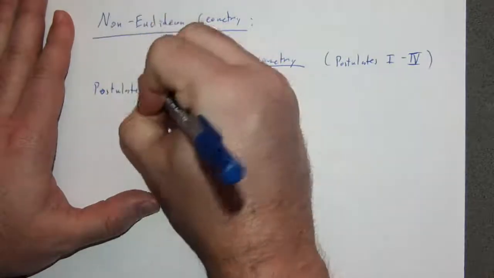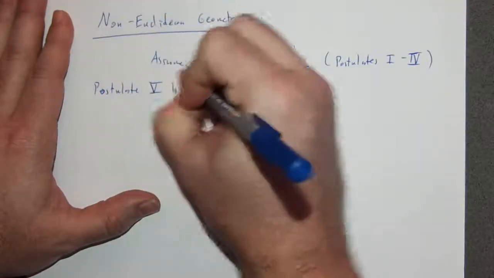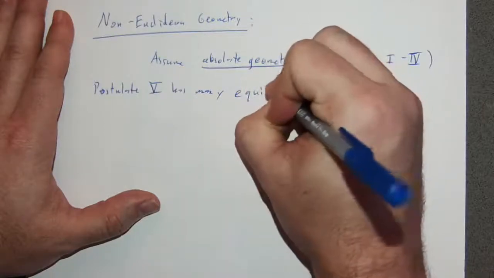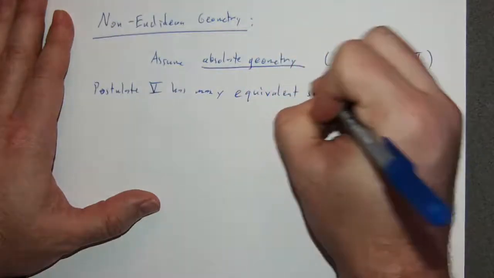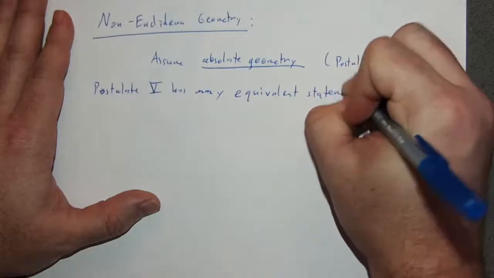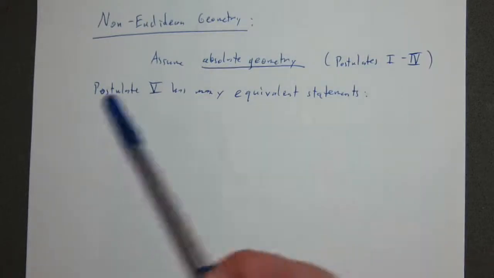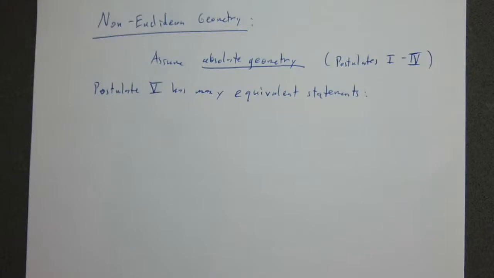So postulate 5 has many equivalent statements. This is not an exhaustive list of equivalent statements, but here's a few. These statements were arrived at by mathematicians attempting to prove the fifth postulate from the first four. Now, Euclid included the fifth postulate because he couldn't figure out a way to do this. The reason he couldn't was not because he was stupid or lacked the insight. It's because it was impossible.